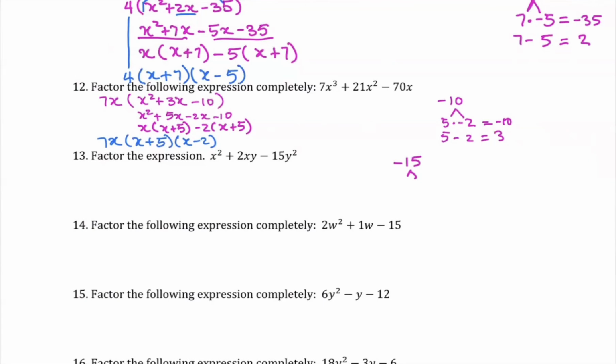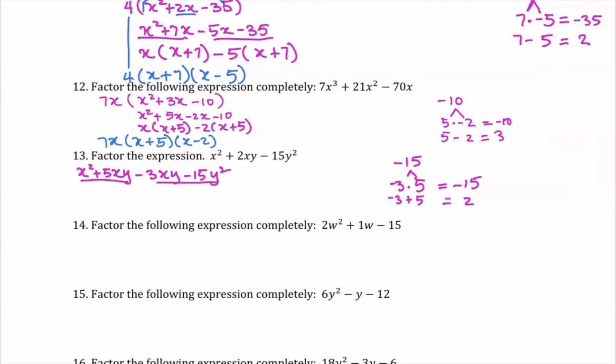So that is negative 3 times 5. When we multiply, that's negative 15. When we add, that's positive 2. So we would break the 2xy down to negative 3xy plus 5xy. Everything else remains the same. So x squared plus 5xy minus 3xy minus 15y squared.